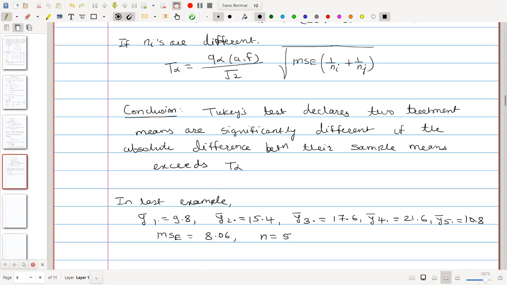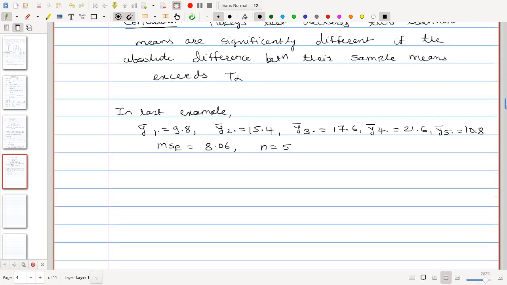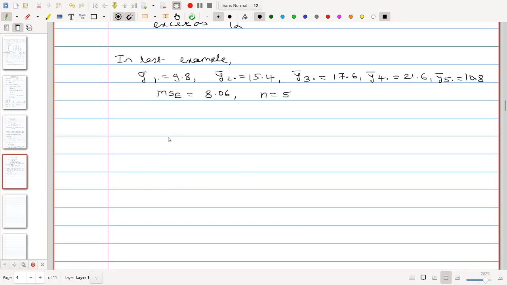To use Tukey's test here, consider the test H naught: mu I is equal to mu J versus H1: mu I is not equal to mu J, for I is not equal to J, and I and J running from 1 up to 5.